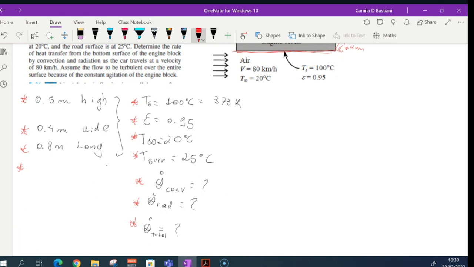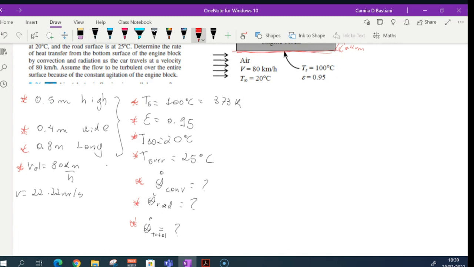As the car travels at a velocity of 8 kilometers per hour, my velocity of the car is going to equal my velocity of the air. So always when you're talking about the flow around the car, I'm saying that my velocity of the air is the same. First of all, I don't want my velocity in kilometers per hour. I want my velocity in meters per second. So if you multiply by 1,000 divided by 3,600, you're going to get the velocity of 22.22 meters per second.